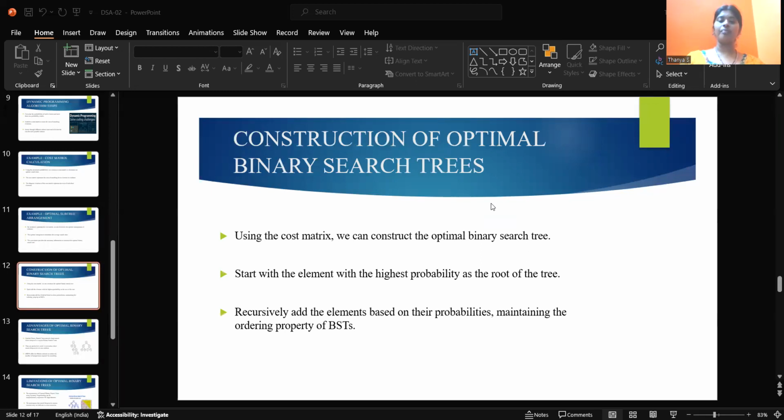Next is construction of optimal binary search trees. Using the cost matrix, we can construct the optimal binary search tree. Start with the element with the highest probability as the root of the tree. Recursively add elements based on their probability, maintaining the order property of binary search trees.